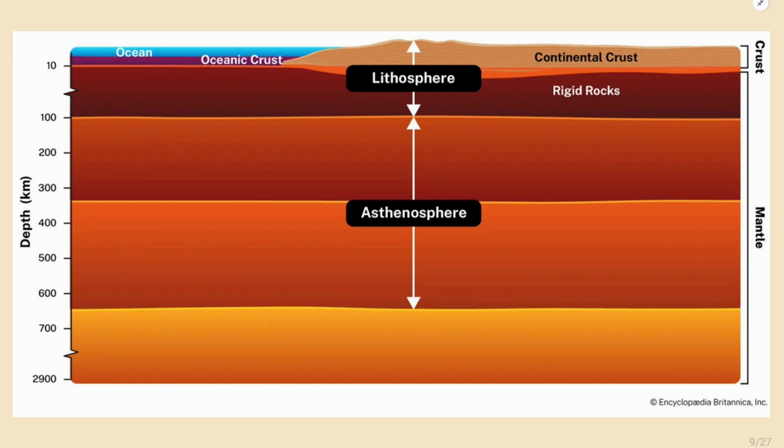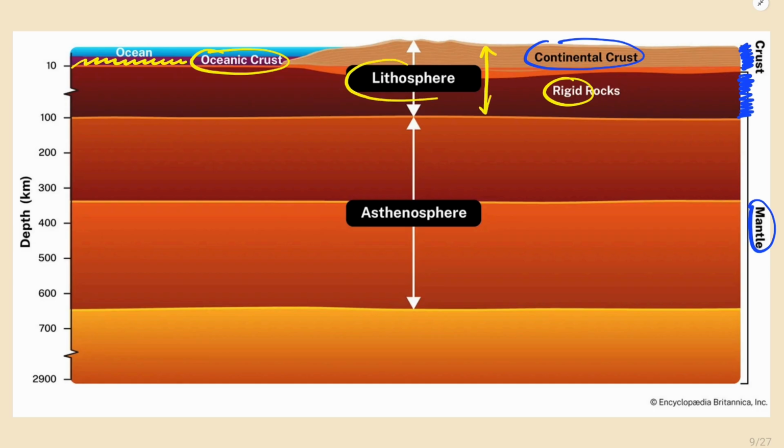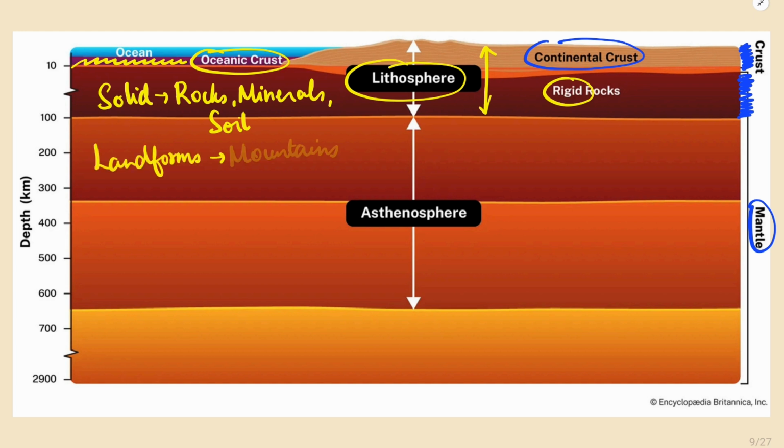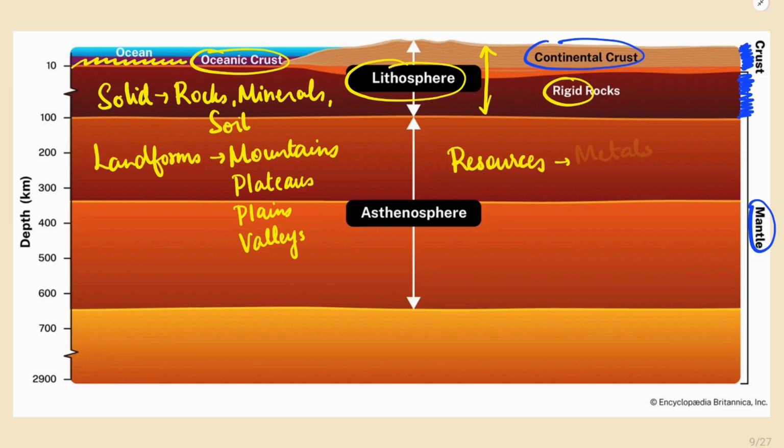As we saw earlier, the lithosphere comprises of the crust, which includes the continental crust and the oceanic crust beneath the oceans, and the rigid upper portion of the mantle. This entire portion is known as the lithosphere. The lithosphere comprises of all the solid components like rocks, minerals, and soil, and landforms like mountains, plateaus, plains, and valleys. It is also a source of essential resources such as metals, minerals, and fertile land.